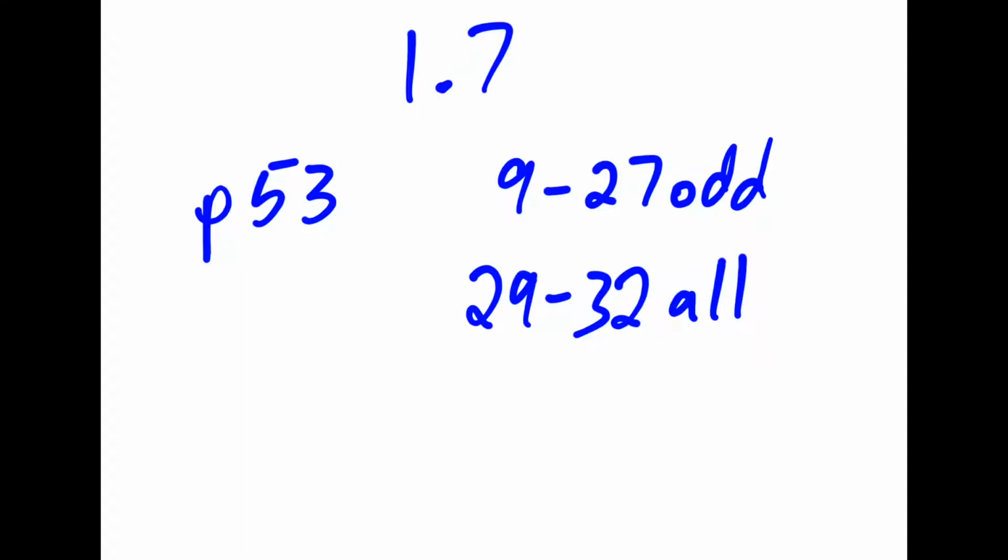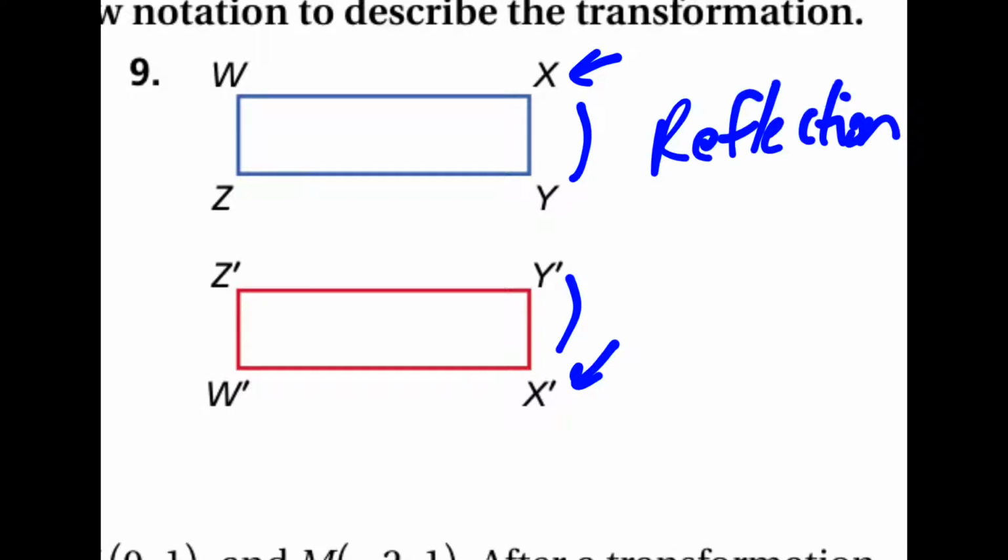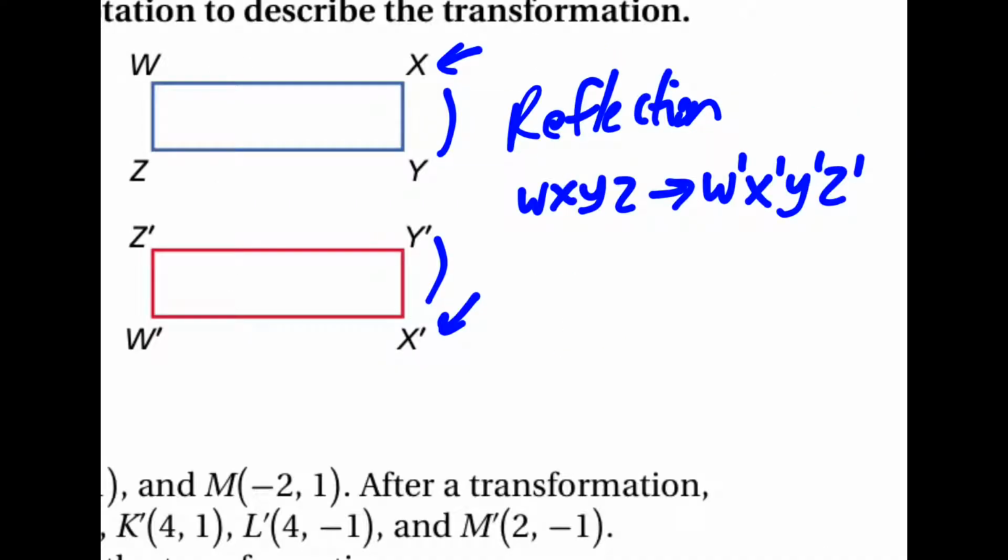This video goes over 1.7. Number 9, this is a reflection. We know because x and y do not match up. They kind of switched around their position between x and y. They reversed. So we call it a reflection. And using this arrow notation, we can say that WXYZ became W prime, X prime, Y prime, Z prime.